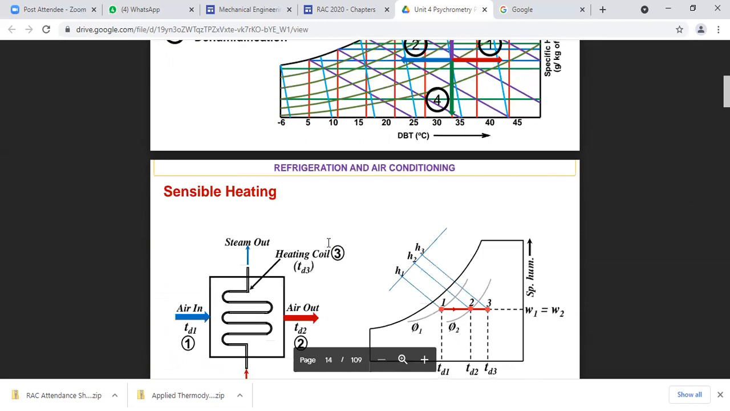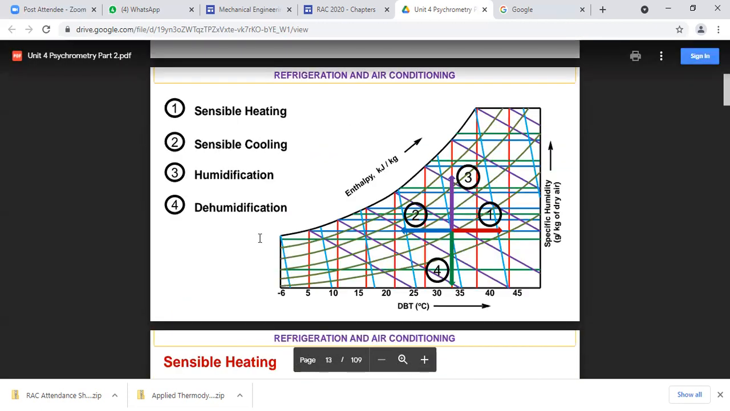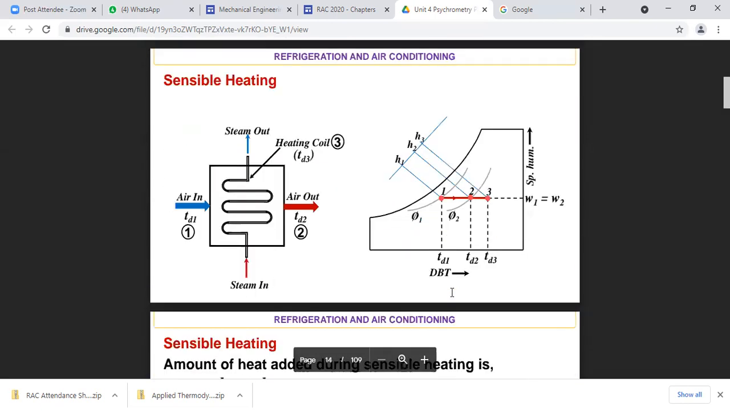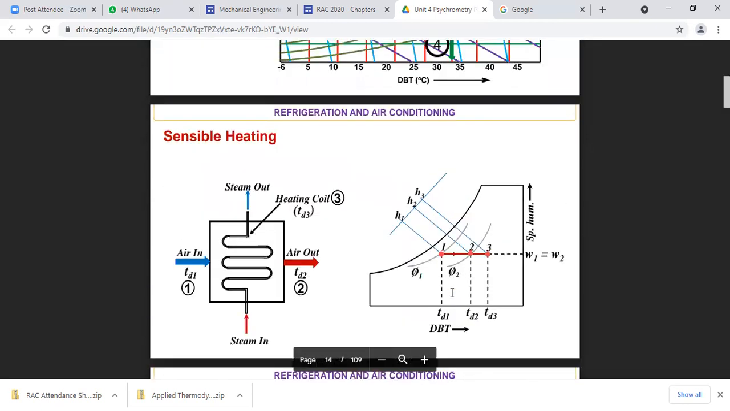So first, you can observe here one process from this point to this is sensible heating, from this point to here you can observe sensible cooling, from this point in the vertically upward direction is humidification, and from this point in the downward direction is dehumidification. First we are going to see the process of sensible heating.